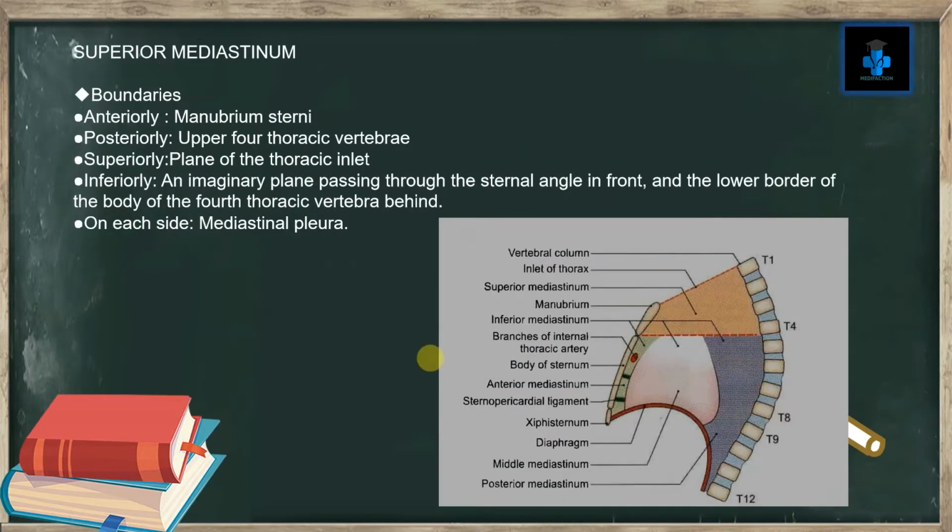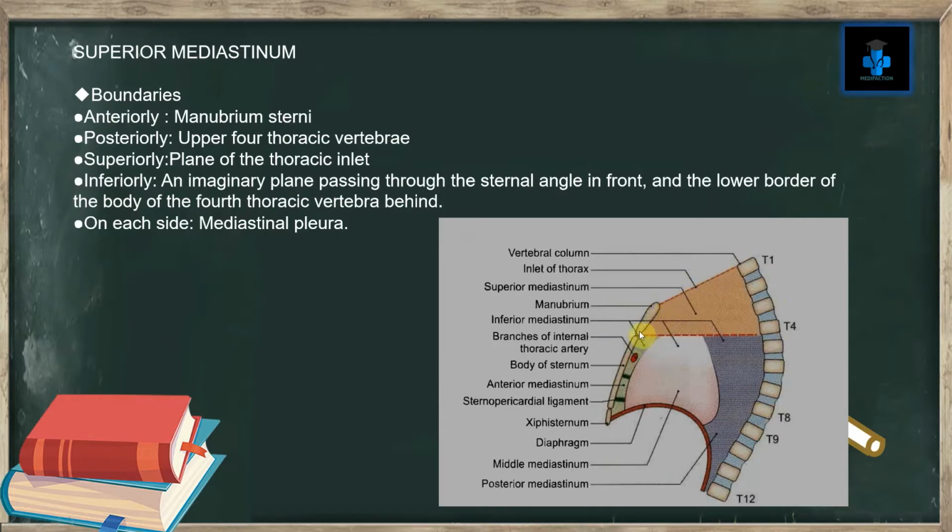Now let's learn in detail. Superior mediastinum. The one right here in orange color is the superior mediastinum. Anteriorly, we can see the manubrium sterni. Posteriorly, we can observe the upper four thoracic vertebrae. Superiorly, we can see the plane of the thoracic inlet, this one.